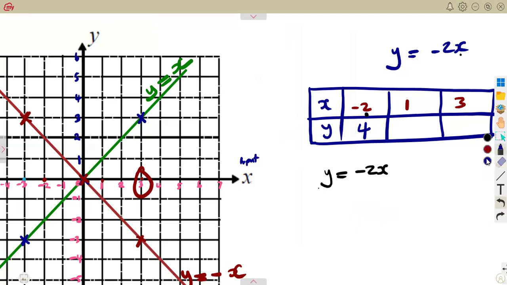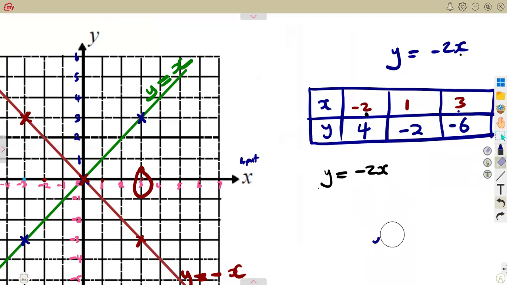With the same concept, if this x is 1, y is going to be what? Minus 2 times x, which is 1. So y is going to be minus 2, or just minus 2 times 1 in a bracket. So you have got the y value, minus 2. Same concept. If this x is 3, y is going to be minus 2 times x, and our x is 3. So y is going to be minus 6. Just like that. So you've got a point there, minus 6.